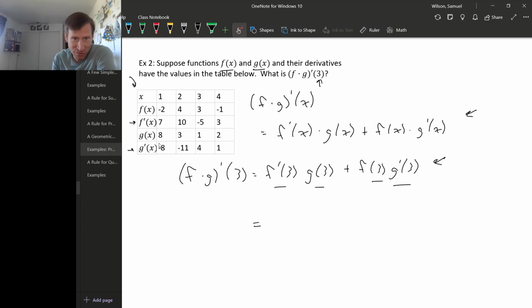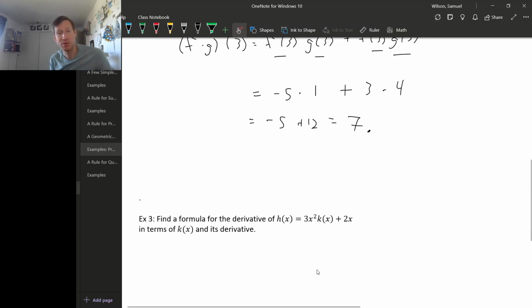So f prime of 3, that's this one, minus 5. g of 3, that's this one, so times 1, plus f of 3, that's 3, and g prime of 3, that's here, 4. So this is minus 5 plus 12, so that's 7.